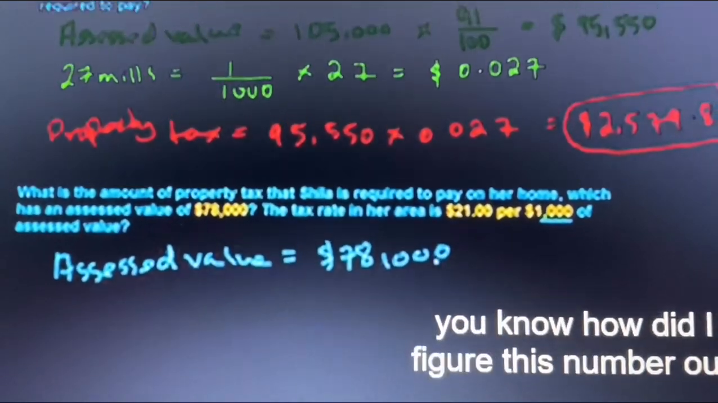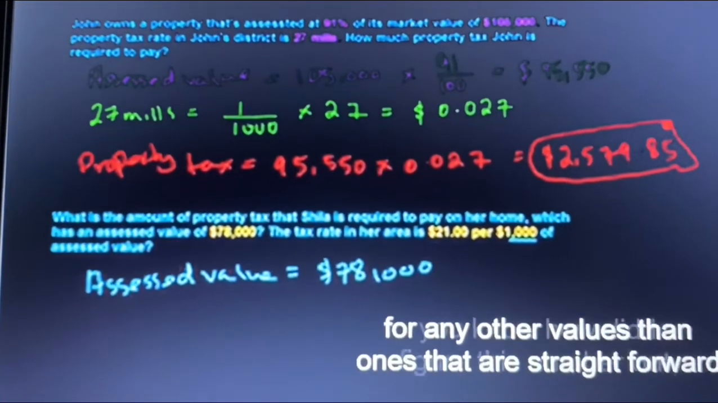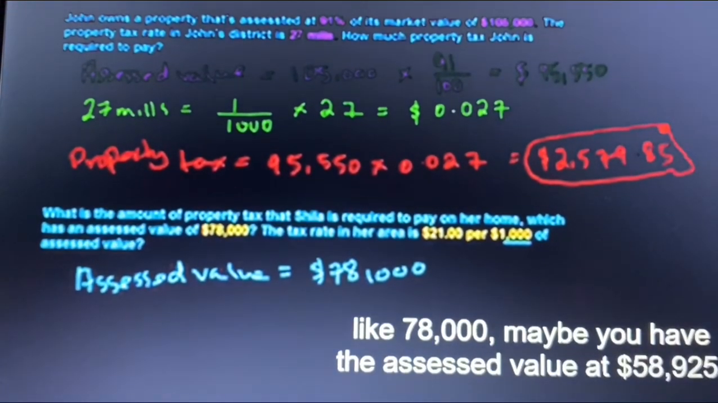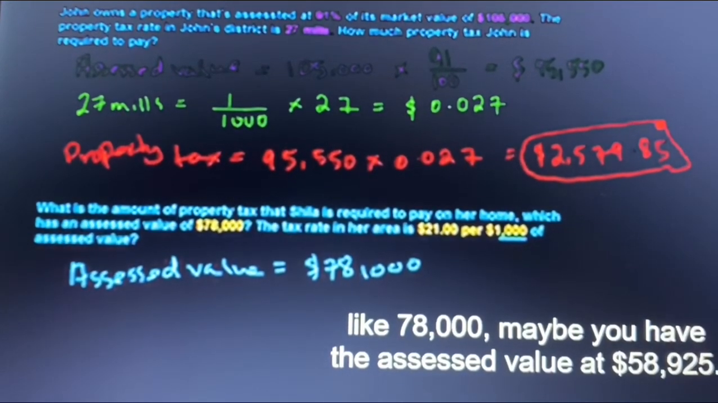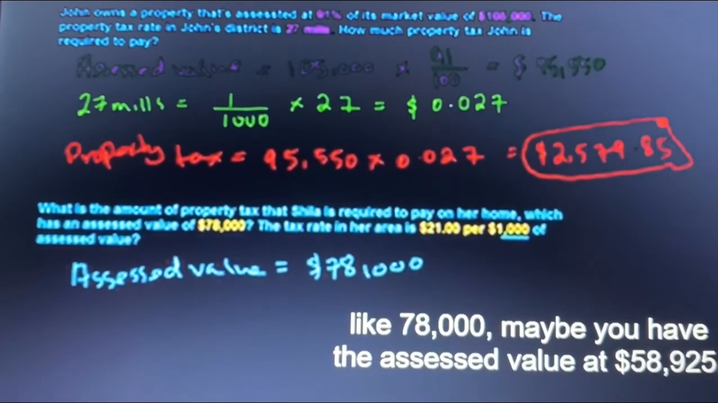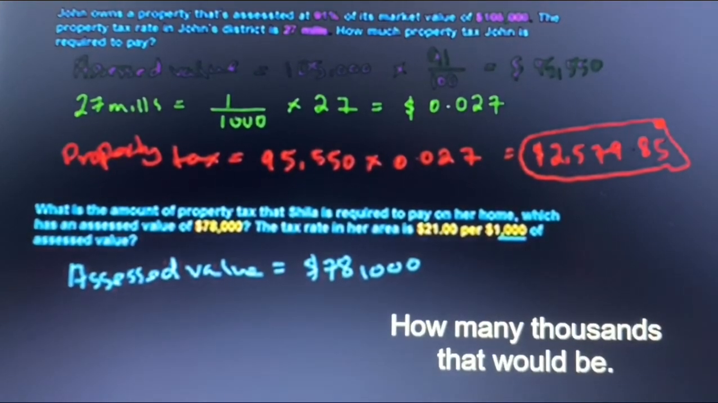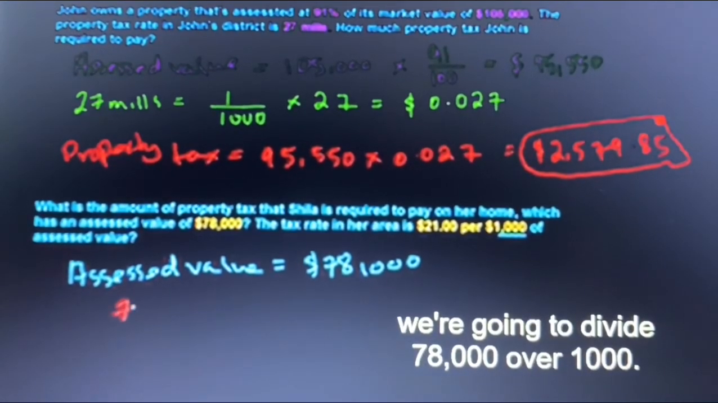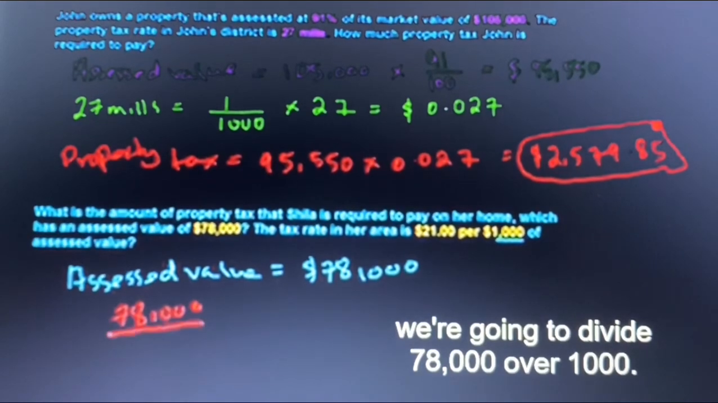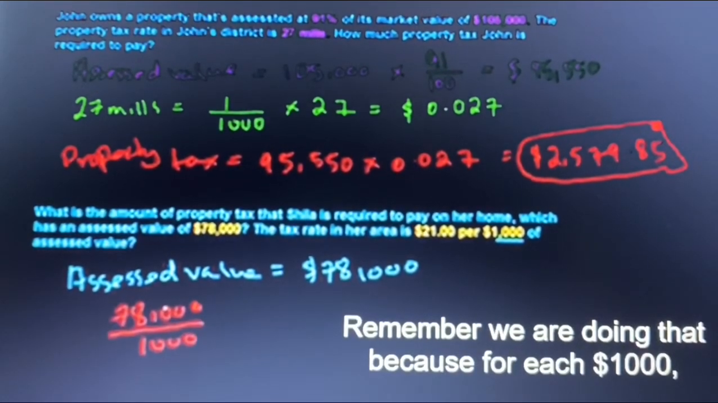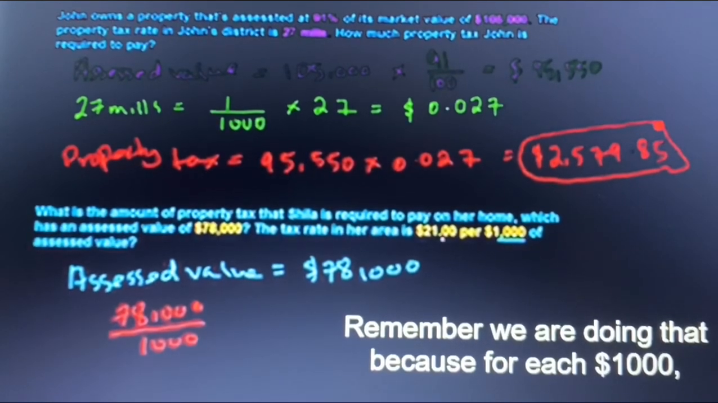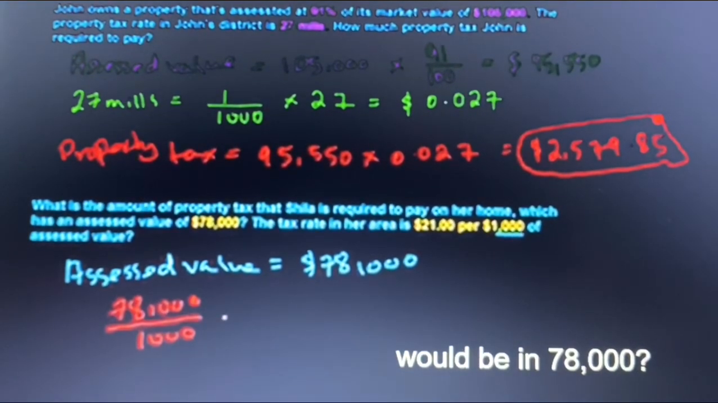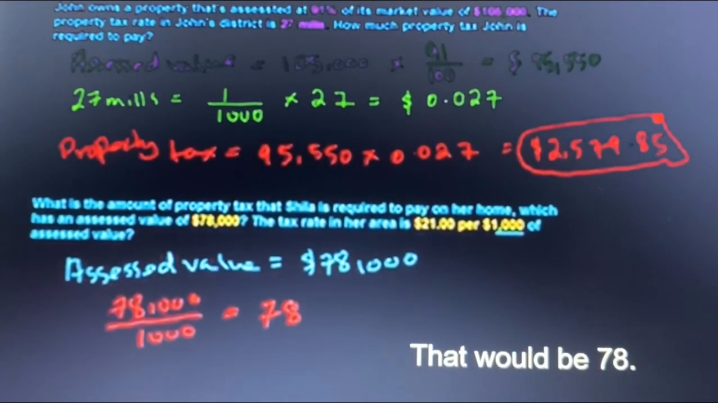Just to let you know how I figured this number out: for values like 78,000, it is straightforward. But maybe you have an assessed value such as $58,925. How many thousands would that be? The way to figure this out is to divide 78,000 by 1,000. Remember, we're doing that because for each $1,000, we're paying $21. So how many 1,000s would be in 78,000? That would be 78.